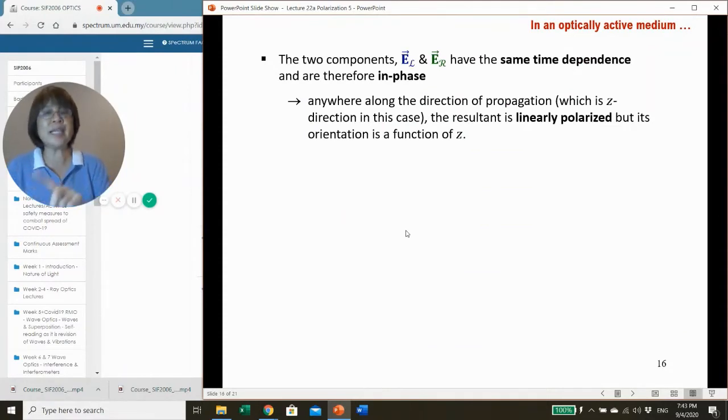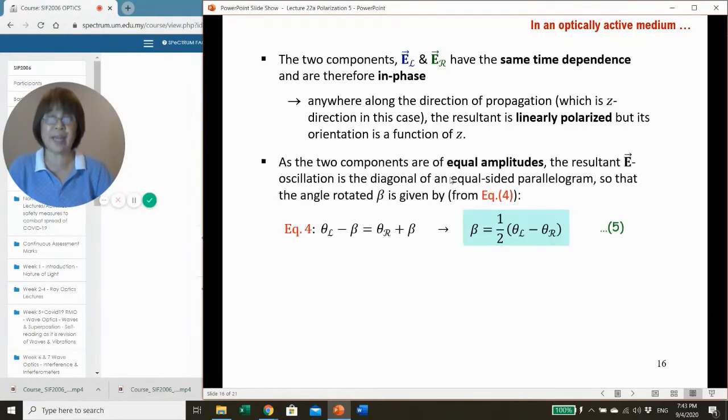So the two components EL and ER have the same time dependence, right? And they are actually in phase. That's why when they superpose, you get a linearly polarized light. So anywhere along the direction of propagation at any position of Z, the resultant is a linearly polarized state. The only difference is that the orientation of the plane of polarization would change as you travel into the material. So it's a function of Z.